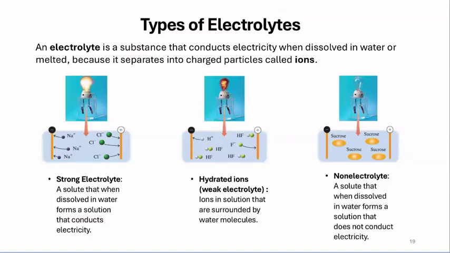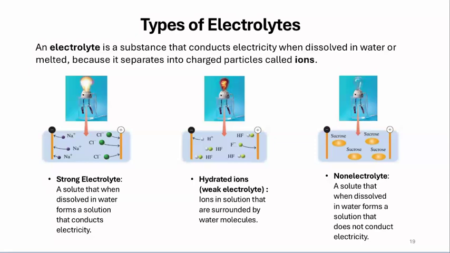Another important characteristic of ionic compounds when they are soluble in water is their ability to conduct electricity. An electrolyte is a substance that conducts electricity when dissolved in water or when it is melted. And the conduction of electricity is going to be due to the ability of the substance to actually form ions in solution. When it comes to electrolytes, we have three different types.